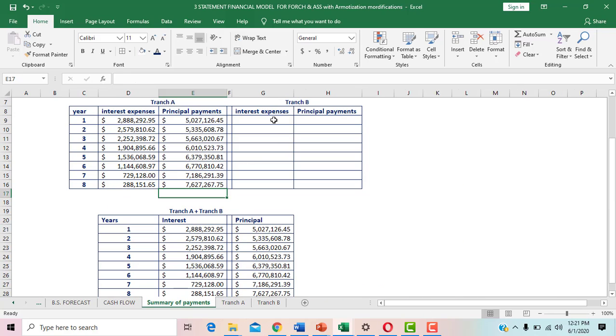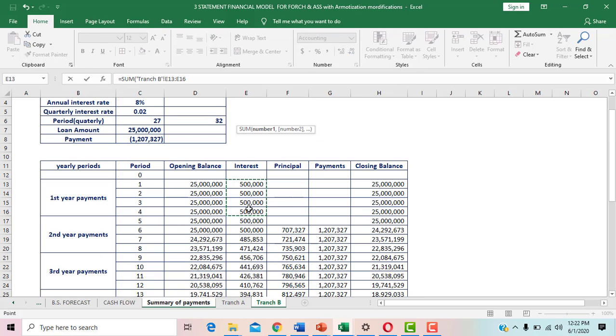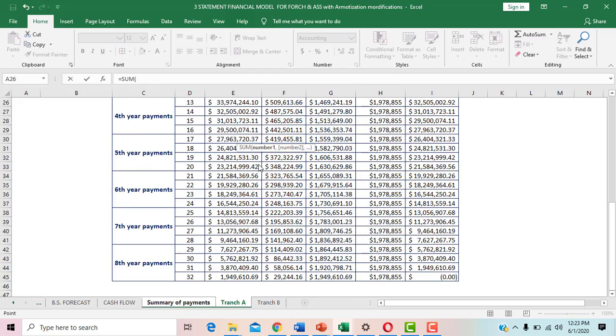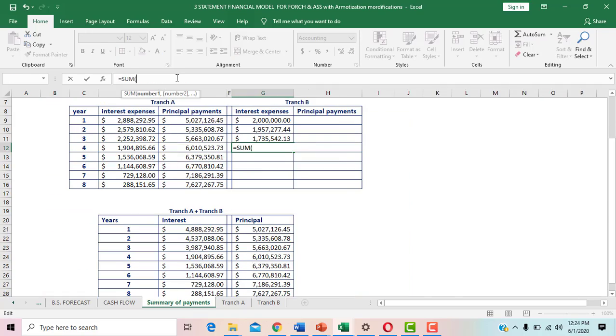Now let us do the same for tranche B loan. The first year interest expense is going to be equal to the sum of the first 4 quarterly interest expenses. Close the bracket. So the same is applied in tranche B as was applied in tranche A.